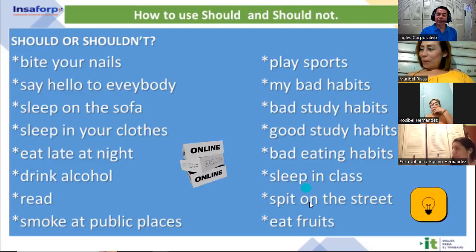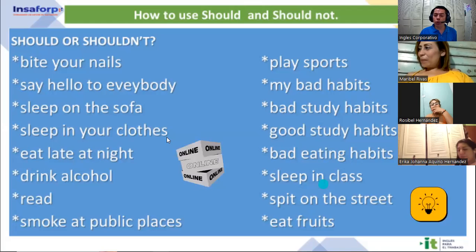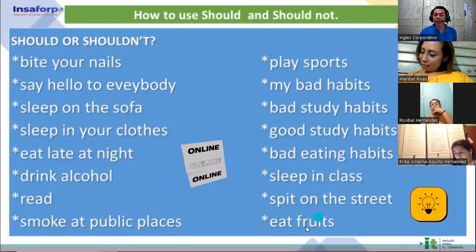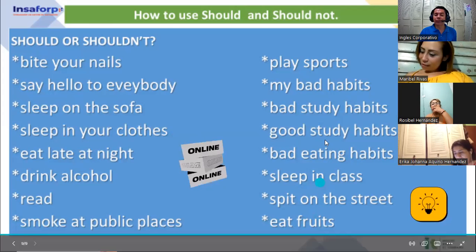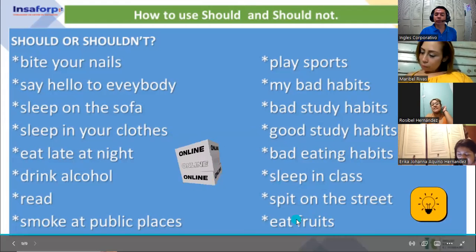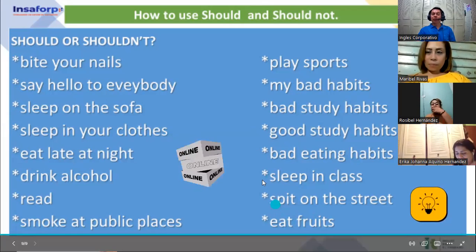Sleep in class, right? Or spit on the street. You know, spit on the street. Or in the house, you know. And then eat fruits. Eat fruits. Spit, right? Escupir. Spit. Okay, good.